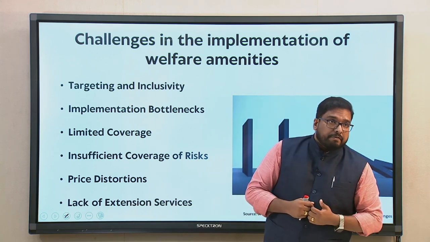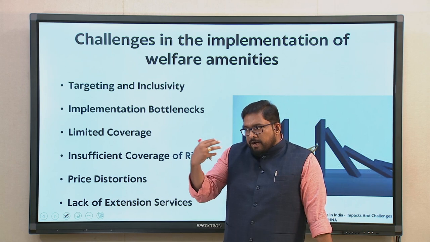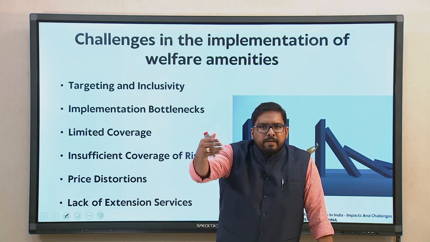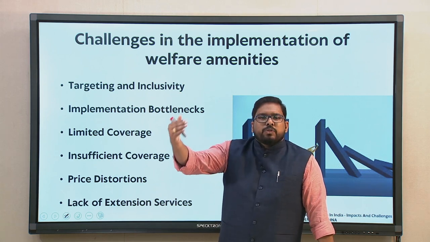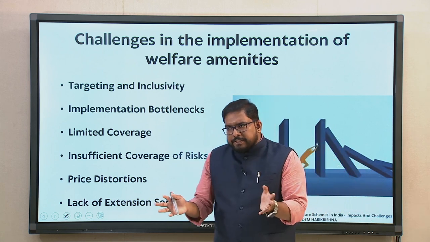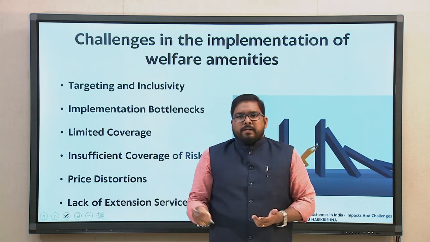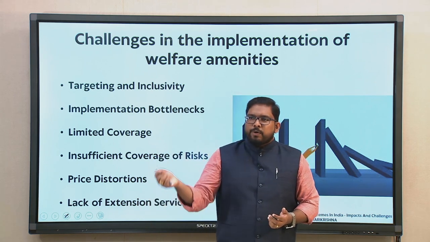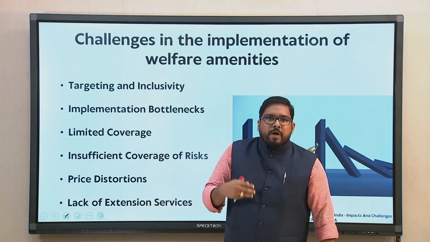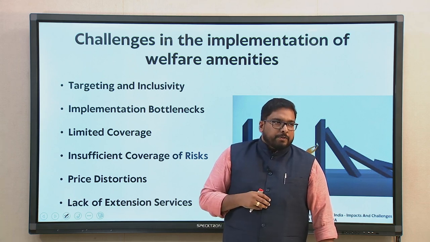We have insufficient coverage of risk, because there might be certain risks that are sudden and come on an urgent basis, maybe because of natural calamities or issues which were not foreseen, something like COVID, which had never happened before. So there is insufficient coverage. There are certain sectors of the population or segments of people who are not covered. Again, it links to the implementation bottlenecks and the problems relating to targeting and inclusivity. So insufficient coverage of risk also comes out as an inherent challenge in the proper implementation of these welfare amenities.